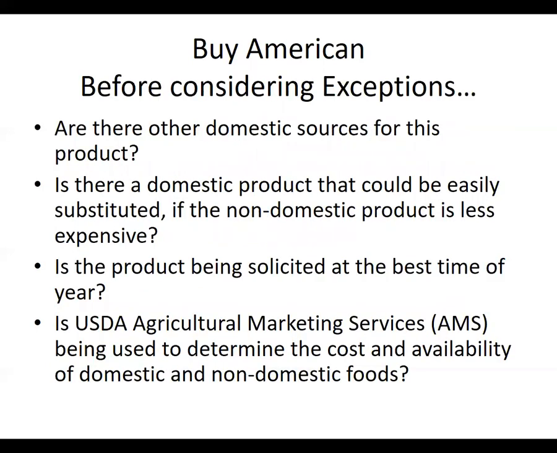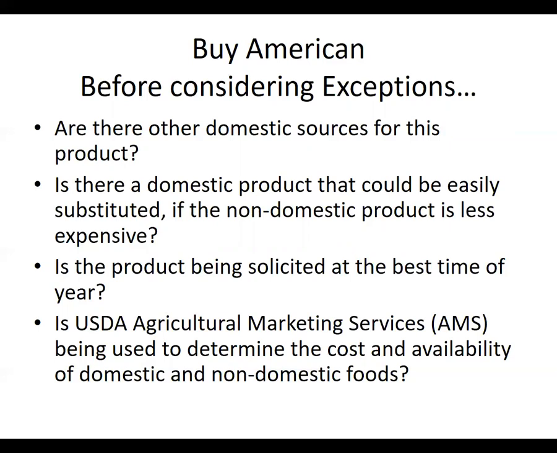Before using an exception, ask yourself these questions about your menu. Are there other domestic sources for this product? Is there a domestic product that could be easily substituted if the non-domestic product is less expensive? Is the product being solicited at the best time of year? Is USDA Agricultural Marketing Services, or AMS, being used to determine the cost and availability of domestic and non-domestic foods?